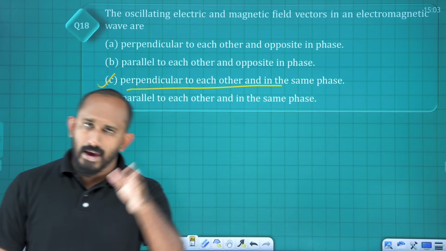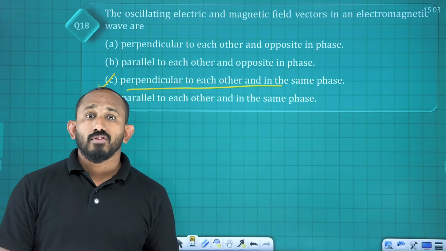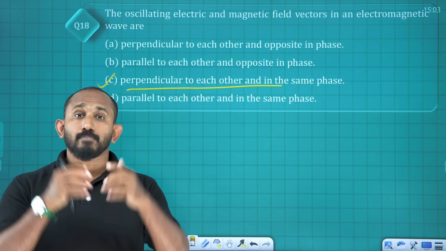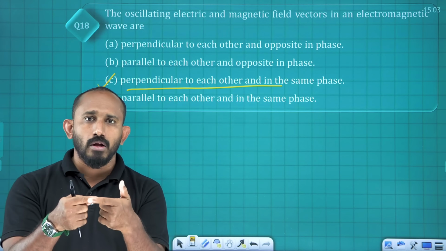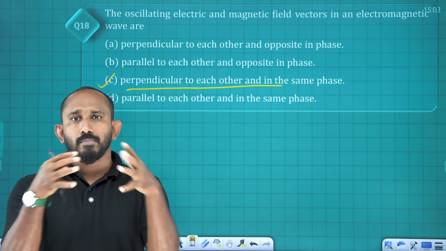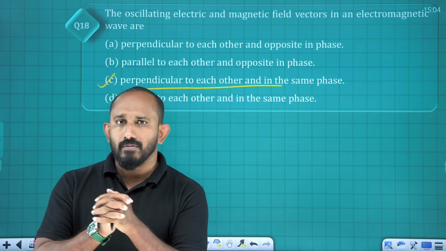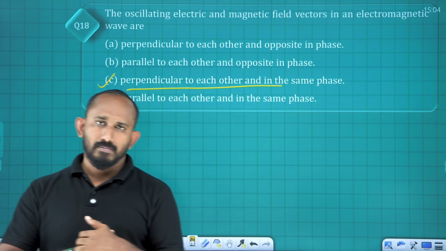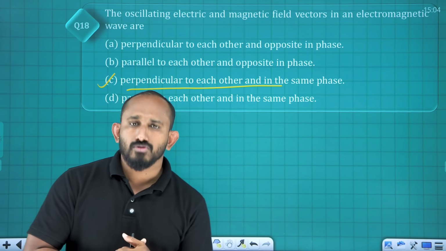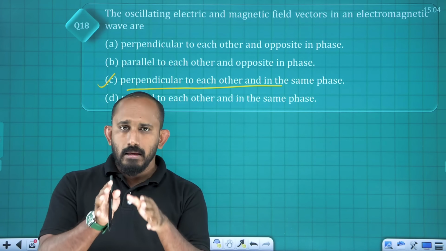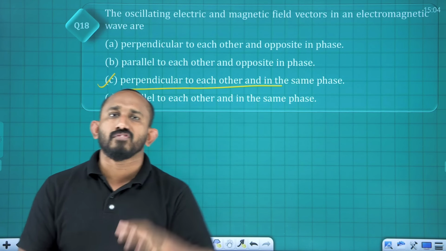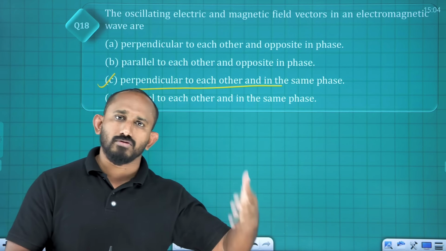If the electric field is along the X direction, the magnetic field will be along the Y direction, and the propagation of the electromagnetic wave will be along the Z direction. So, they are mutually perpendicular. E cross B gives the direction of propagation. Hope you got it. So, the electric field and magnetic field should vary perpendicular to each other and they should be in phase too. Then electromagnetic waves are created.